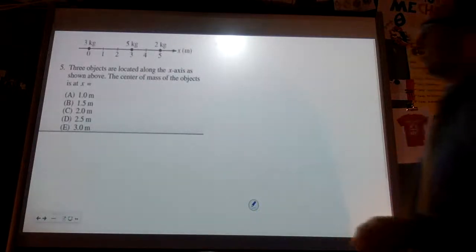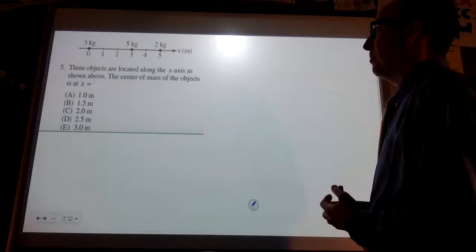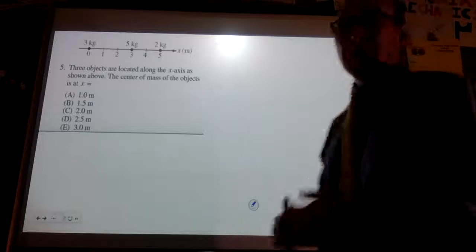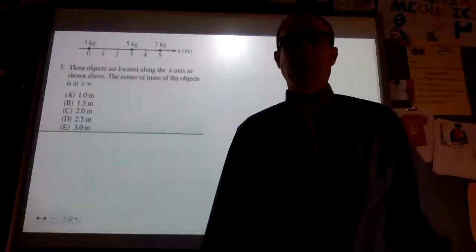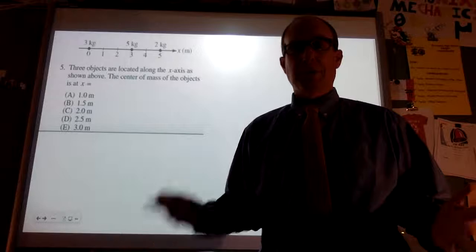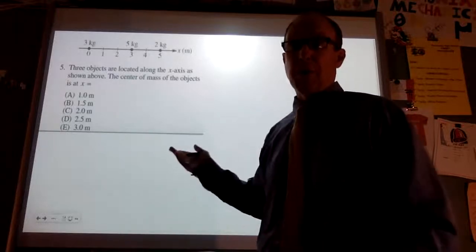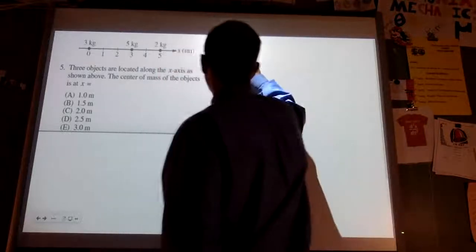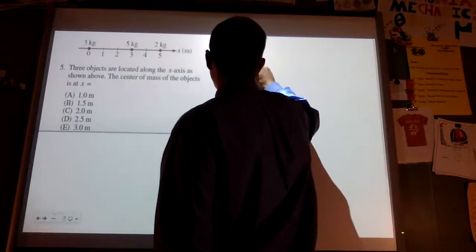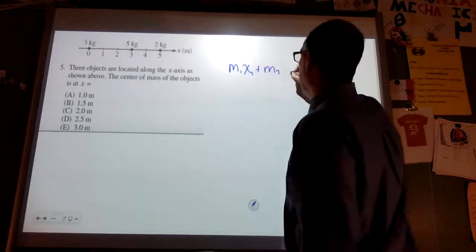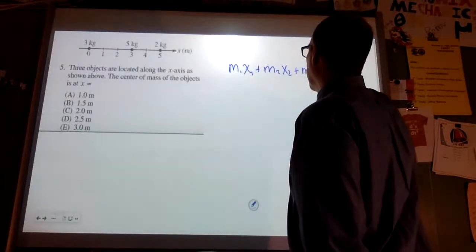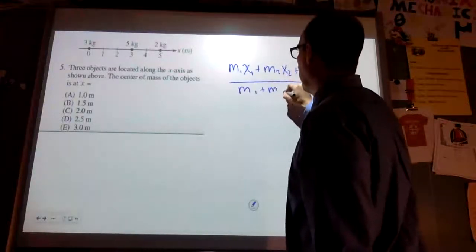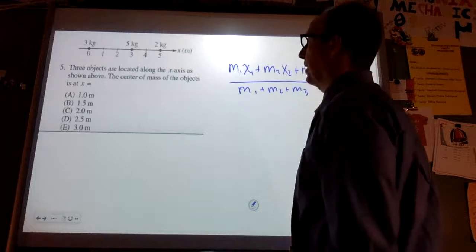All right, three objects are located along the x-axis as shown above. The center of mass of the object is at x equals. So I'm going to measure all of the distances from 0. I can pick whatever I want, but it makes the most sense because then when I get an answer, it's going to tell me how far from 0 I am, which is where I'm going to be on the number line. So I'm going to have m1 x1 plus m2 x2 plus m3 x3 over m1 plus m2 plus m3.